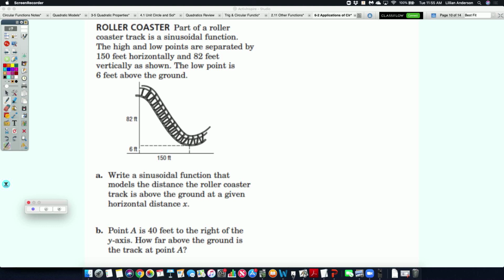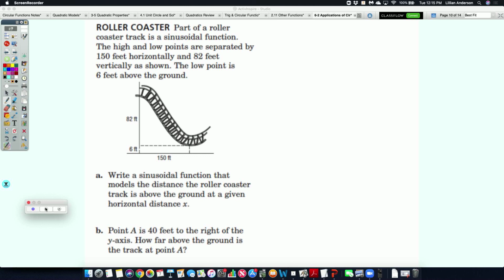Okay, so part of a roller coaster track is a sinusoidal function. The high and the low points are separated by 150 feet horizontally and 82 feet vertically as shown. The lowest point is 6 feet above the ground. Okay? Now it says write a sinusoidal function that models the distance the roller coaster track is above the ground at any given horizontal distance x. So in other words, write your function, okay?